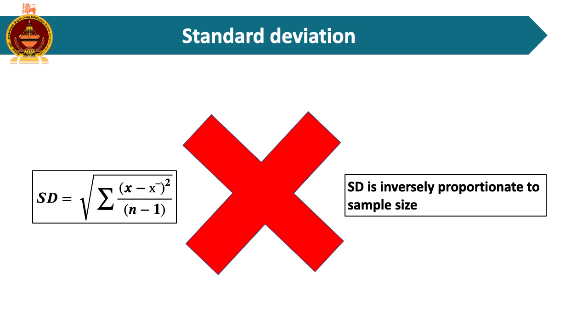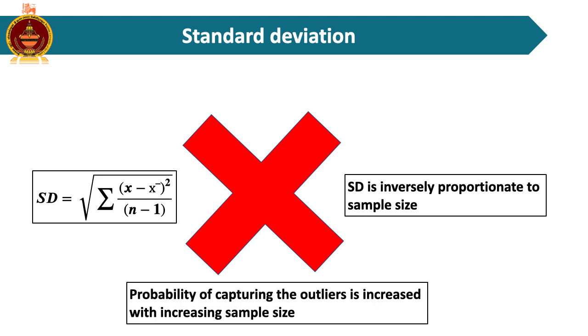However, it's false to conclude that standard deviation will not change with increasing sample size. The reason for this is that the probability of capturing outliers increases with increasing sample size. When we are increasing the sample size, the sample will be closer to the population. So the probability of including outliers in the sample is increased. So we expect a slight increment of standard deviation with increasing the sample size.